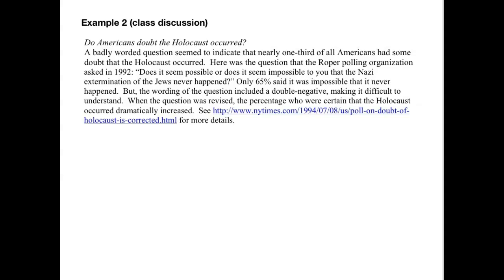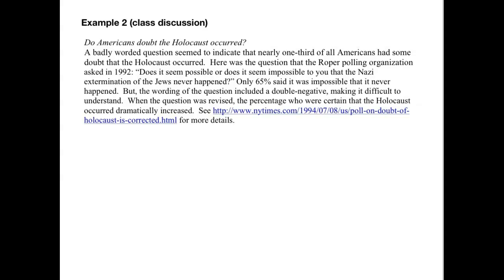This one's even more disturbing. So this was actually, I believe, a New York Times published article back then, but it was a badly worded question that indicated, and they published these results, that nearly 1/3 of all Americans had some doubt that the Holocaust occurred. But here was the way the polling organization worded the question: Does it seem possible or does it seem impossible to you that the Nazi extermination of the Jews never happened?